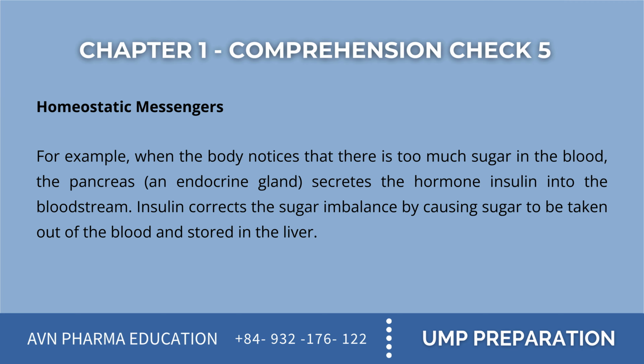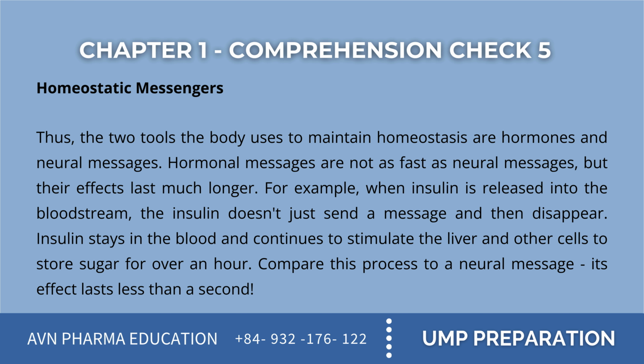For example, when the body notices that there is too much sugar in the blood, the pancreas, an endocrine gland, secretes the hormone insulin into the bloodstream. Insulin corrects the sugar imbalance by causing sugar to be taken out of the blood and stored in the liver. Thus, the 2 tools the body uses to maintain homeostasis are hormones and neural messages.